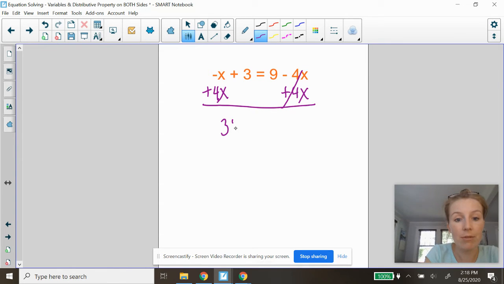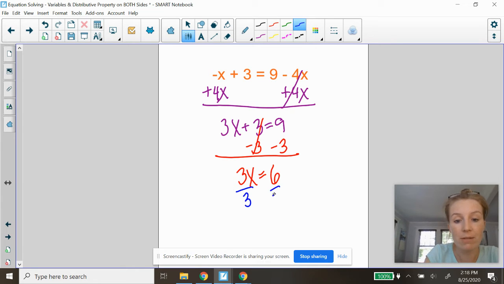That'll result in 3x plus 3 equals 9. I want to get this variable term by itself, so I'm going to undo the addition by using subtraction on both sides. And now I need to get the x by itself, so I'm going to use division, which will result in an answer of x equals 2.